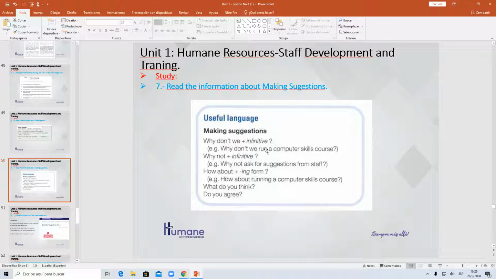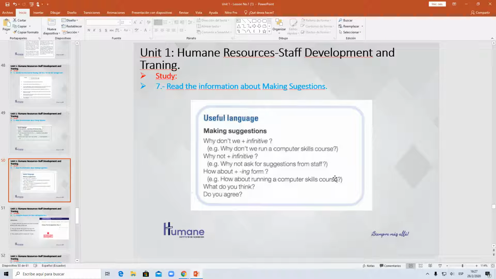Then we have why not plus infinitive. Why not ask for suggestions from the staff? Here you have the why not expression plus the verb in infinitive. In this case it is ask. We're talking about how about plus the ing form. How about running? In this case, running, the verb is in ing form, and then you have the rest of the expression of the sentence.